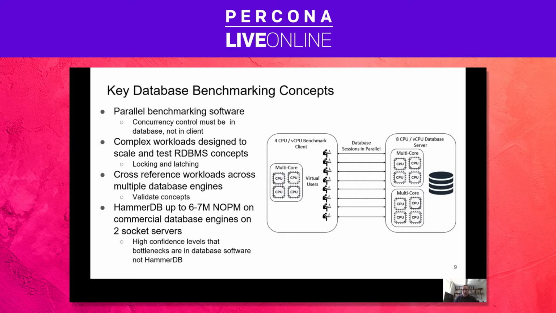An important thing to point out as well is that HammerDB supports these commercial databases as well as open source. If we take an example now, you should expect to see on a 2-socket server about 6 to 7 million new orders per minute, and we'll define that later on. So we have high confidence that HammerDB can drive the database to almost full CPU utilization and see very high throughput on the client side.